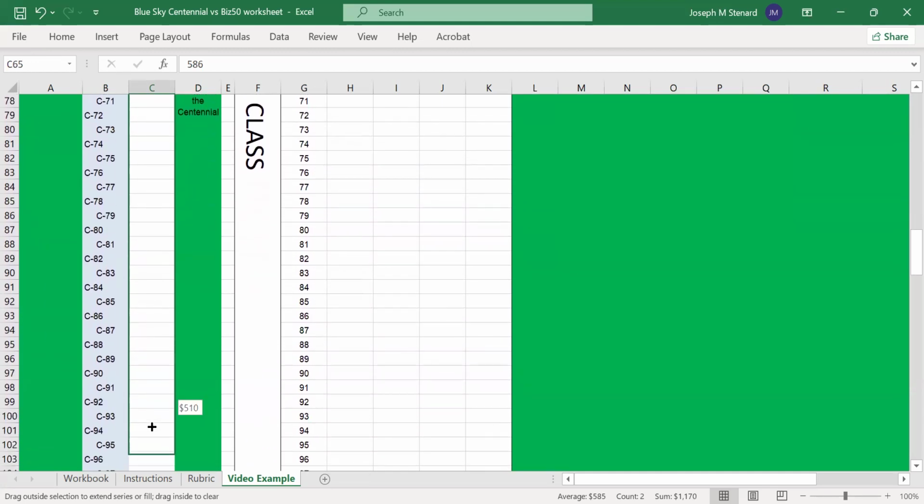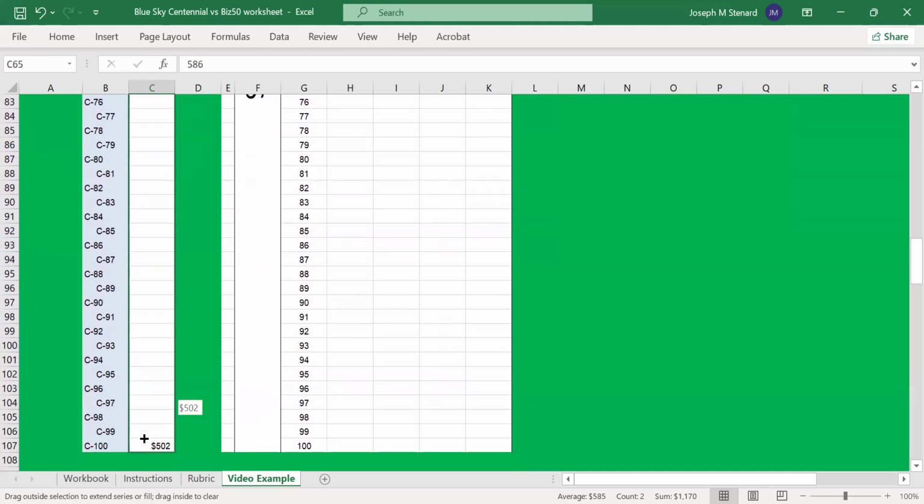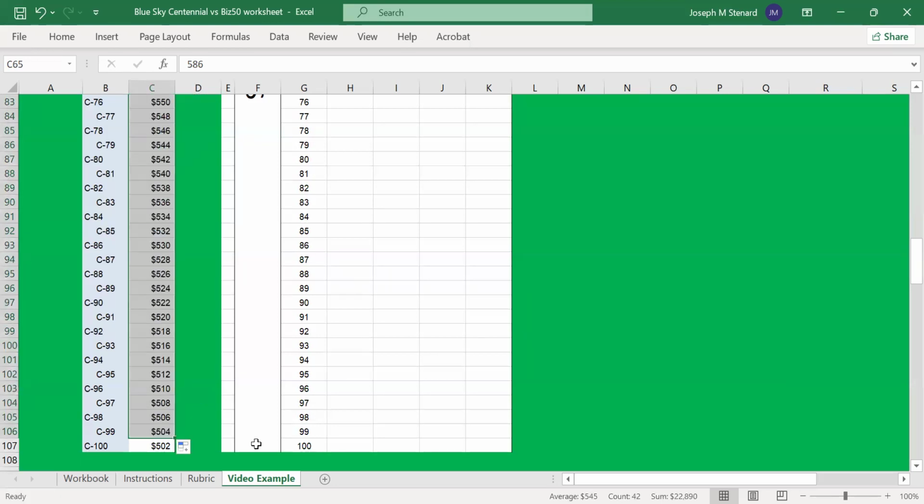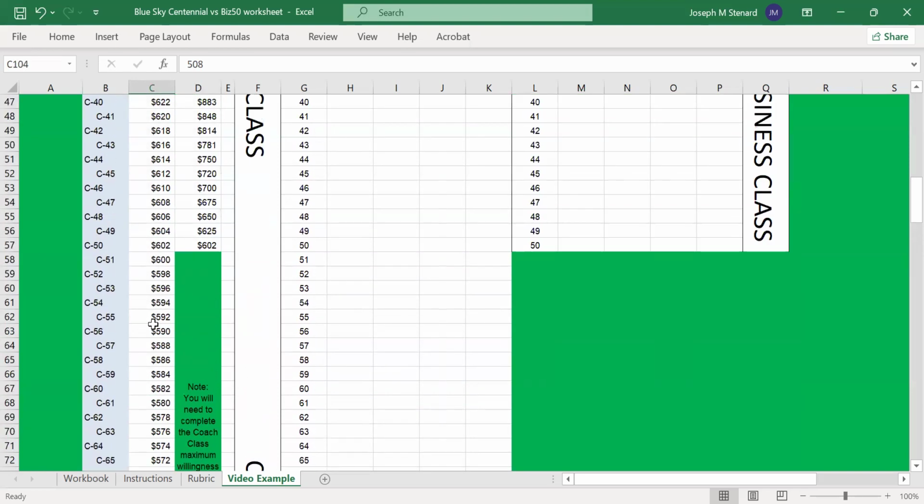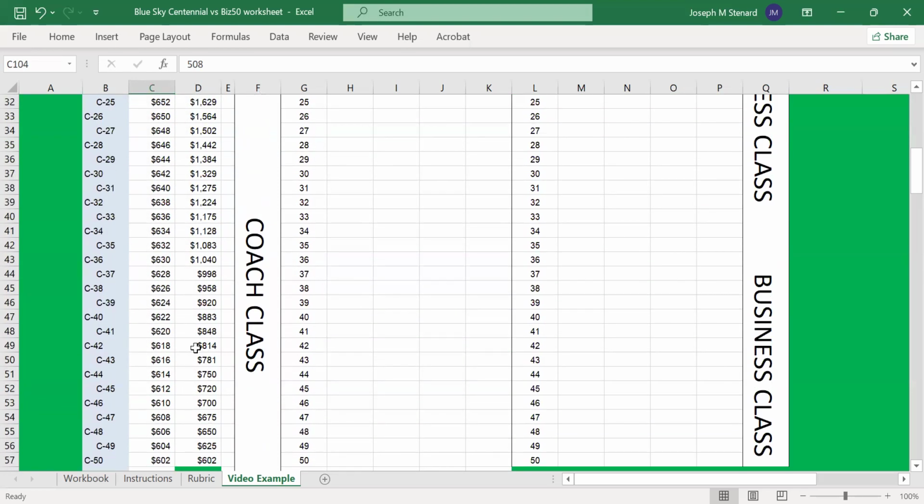When we get to customer C99, what value should that be? Customer 99 should be 504. $2 more than 502, which is 504. So there, that's one thing you're going to need to do to figure out the pattern and fill in the missing information.